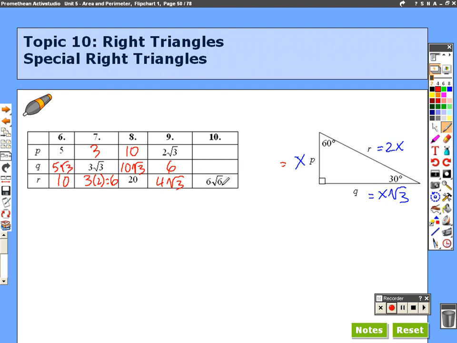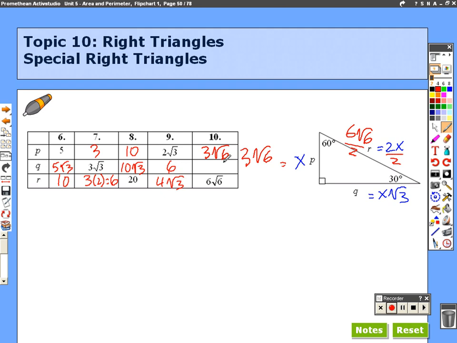We are told that r is 6 root 6. So this number right here, r, is 6 root 6. Okay, so that represents 2 times x. So half of that, if I divide that by 2, basically that's what we're doing. Half of 6 is 3. So 3 root 6 is going to be our x side, our p side right there.